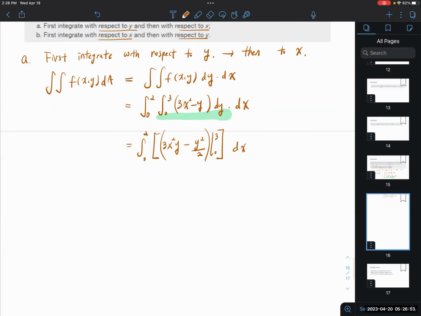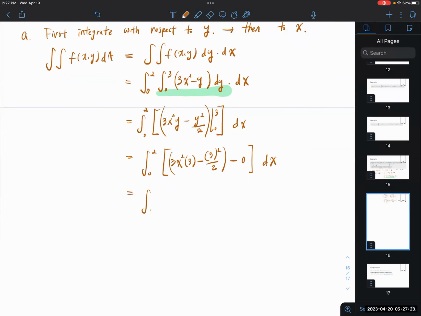So I'm gonna simplify that work. What happened? You're gonna subtract outside. So you're plugging in 3 for y. So this is going to be 3x squared times 3, oh my bad, 3x squared, y is 3, minus 3 squared over 2, minus, well, 0, everything is gonna be 0, and dx. Then 0 to 2, we have 9x squared minus 9 over 2, dx.